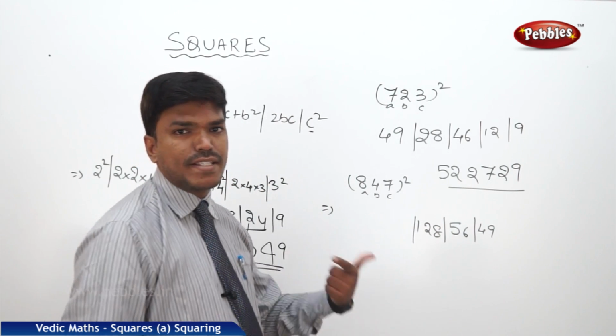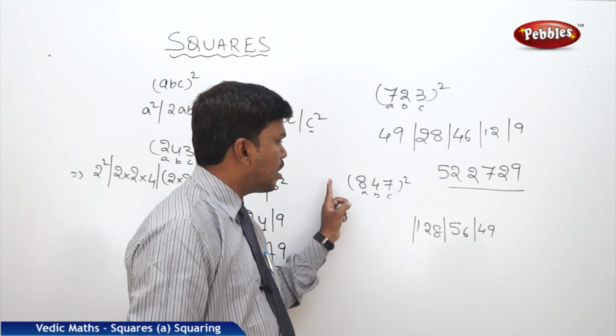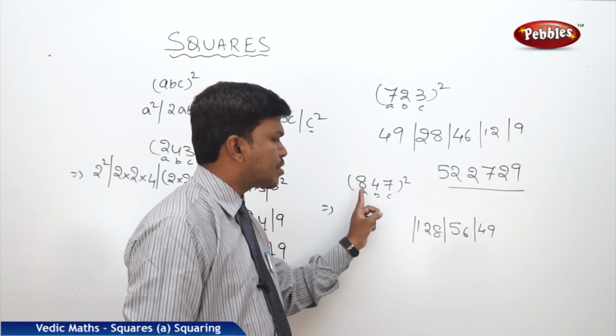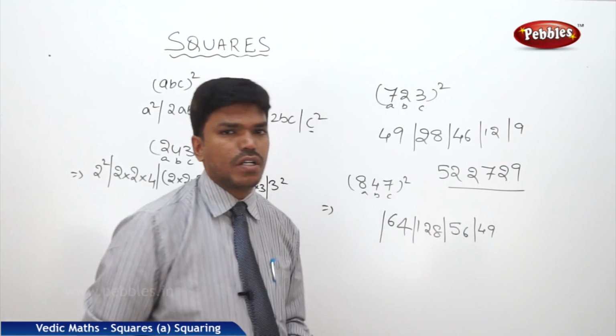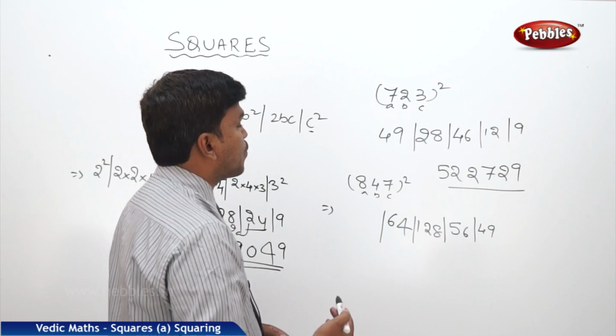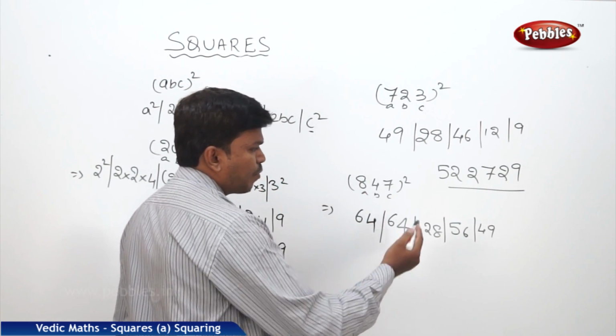Next, 2ab. So what is 2ab? 2 into 8 into 4. 2 8s are 16, 16 4s are 64. A square. So what is a square? 8 square, 64. Now you need to balance this one.